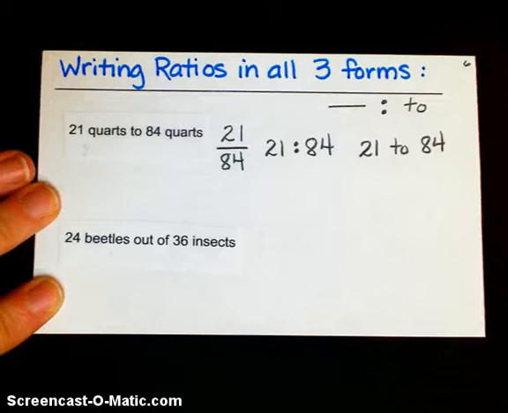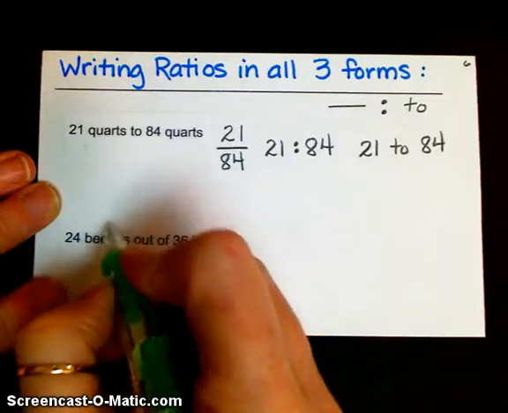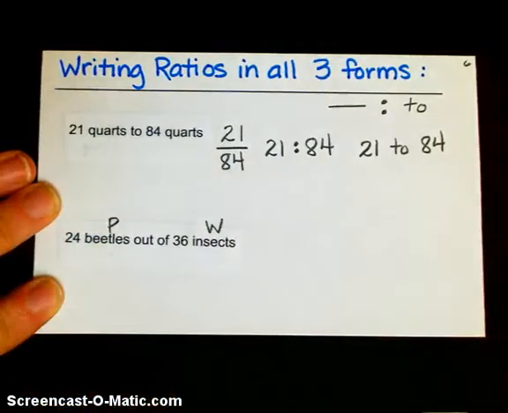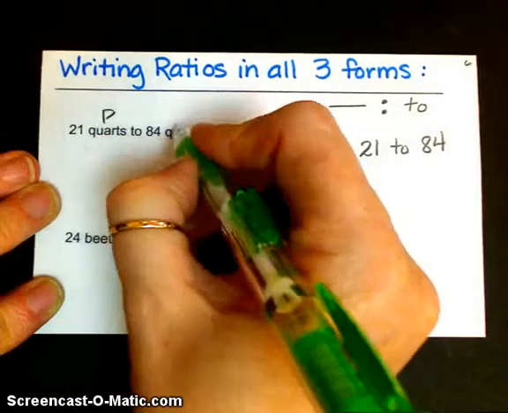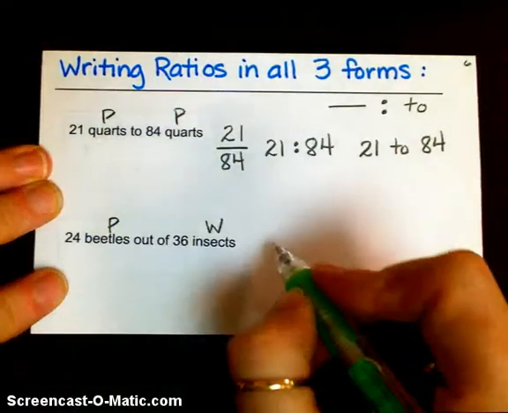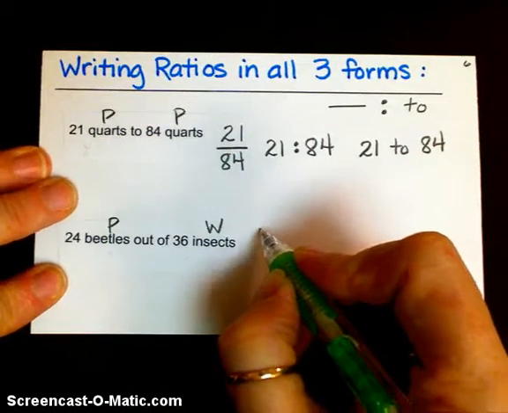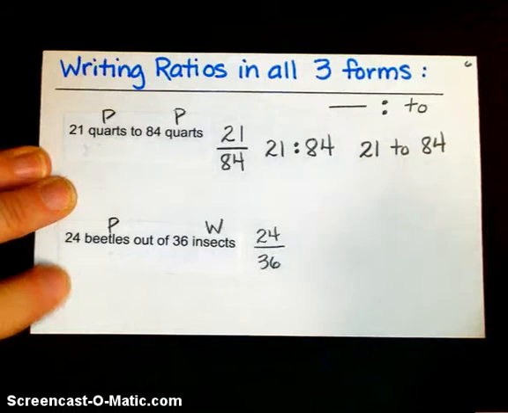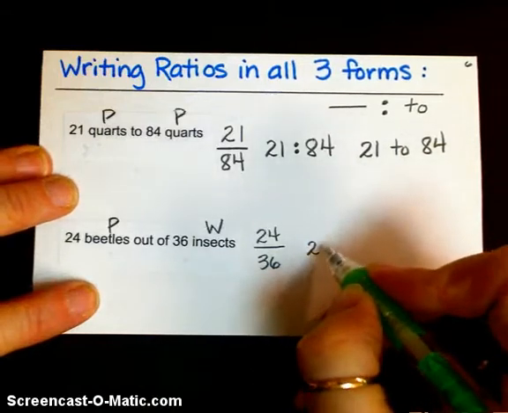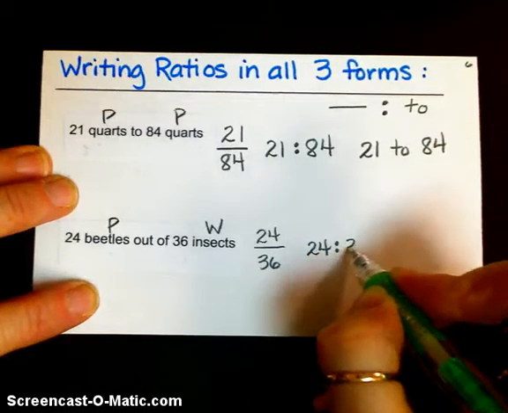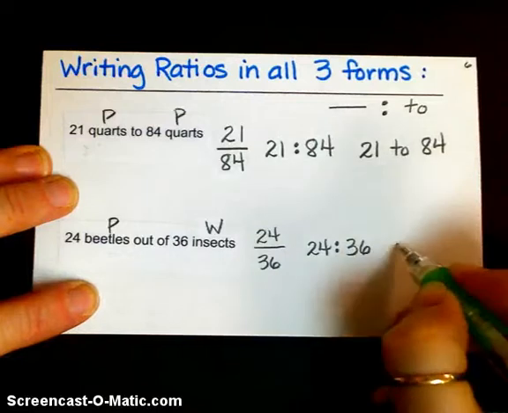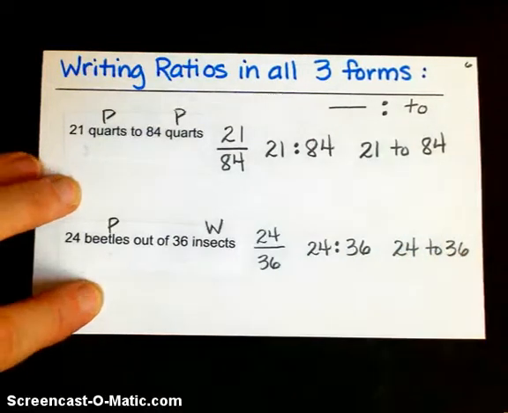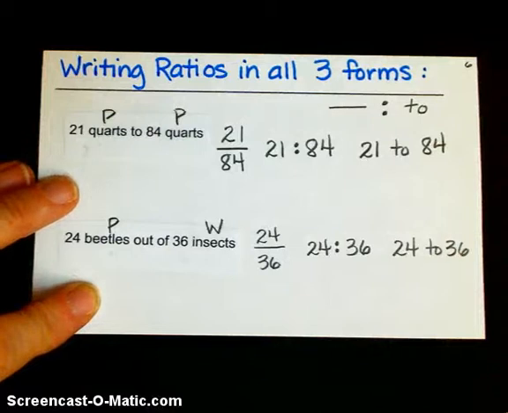24 beetles out of 36 insects. That is a part to a whole. This one was part to part. But let's do this one. They asked for beetles first, so we're going to say 24 over 36. As symbol form, it will be 24 to 36. And as word form, 24 to 36. Those are the ways that we write ratios in all three ways.